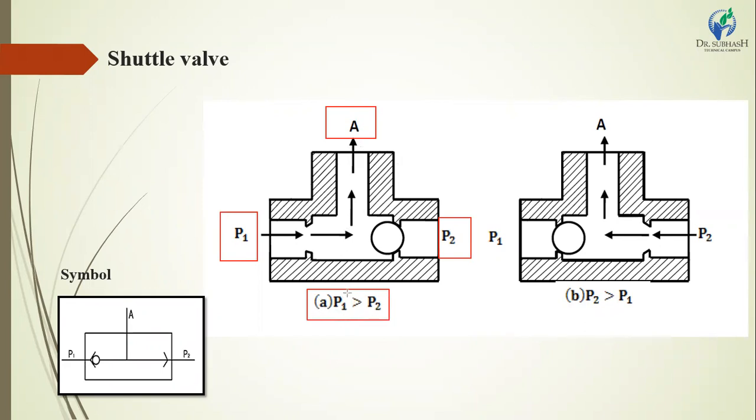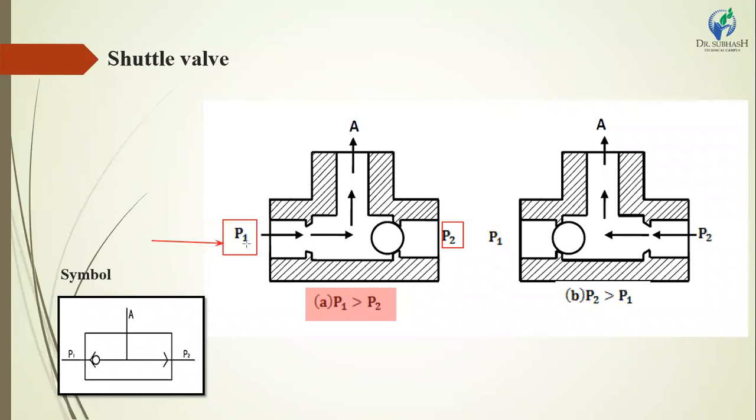Here two conditions are applied. Condition 1: pressure P1 is higher than pressure P2, and condition 2: pressure P2 is higher than pressure P1. For the drawing, the first condition is pressure P1 higher compared to P2. Both sides are in a working condition, but pressure P1 is higher.